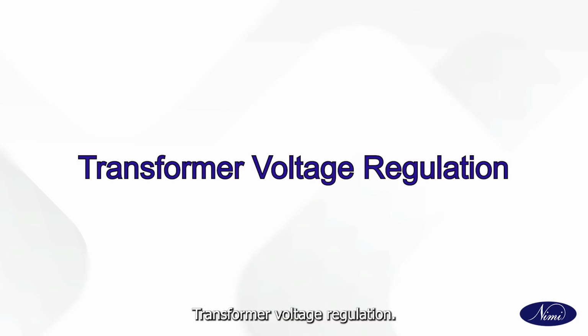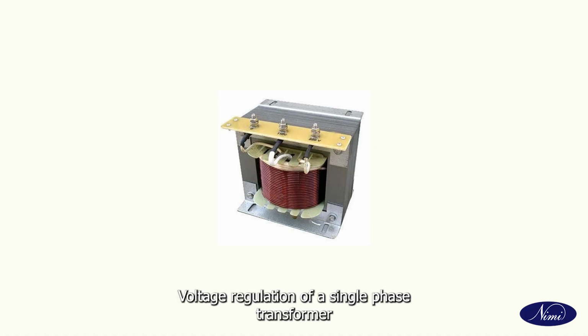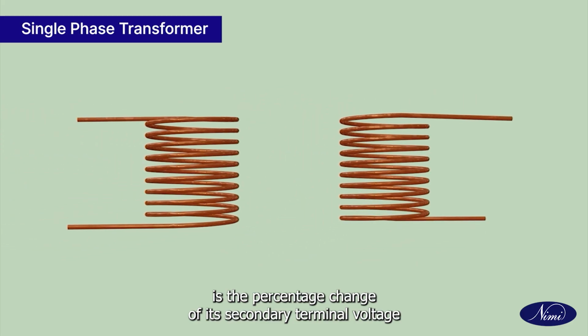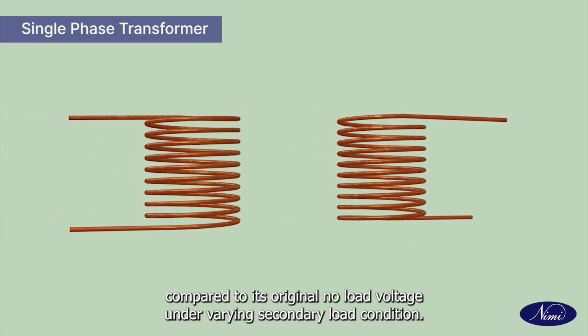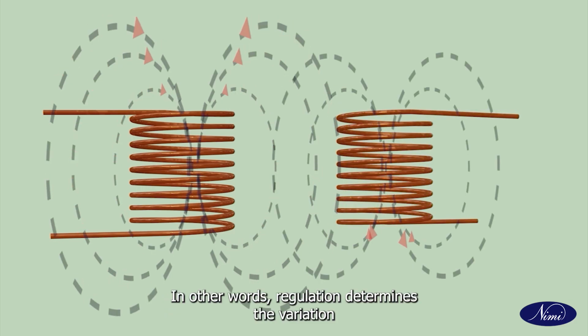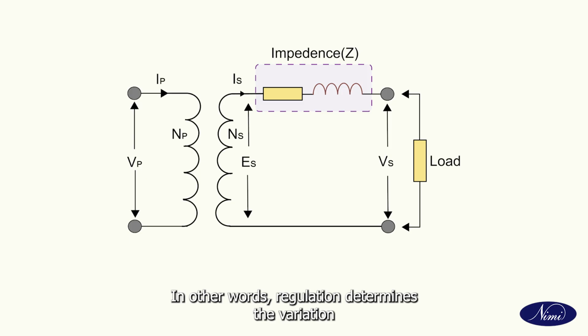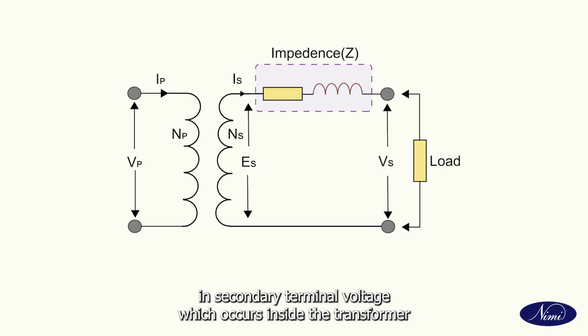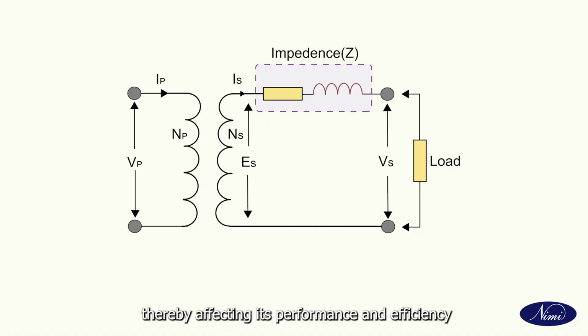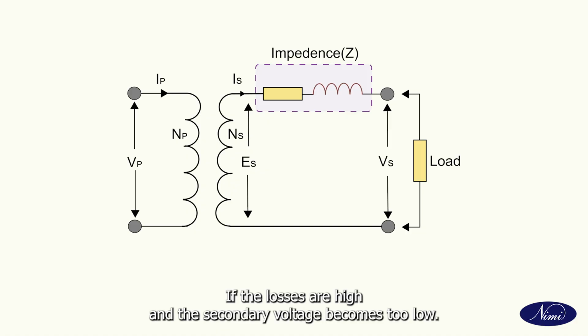Transformer voltage regulation. Voltage regulation of a single phase transformer is the percentage change of its secondary terminal voltage compared to its original no load voltage under varying secondary load condition. In other words, regulation determines the variation in secondary terminal voltage which occurs inside the transformer as a result of variation in the transformer's connected load, thereby affecting its performance and efficiency if the losses are high and the secondary voltage becomes too low.